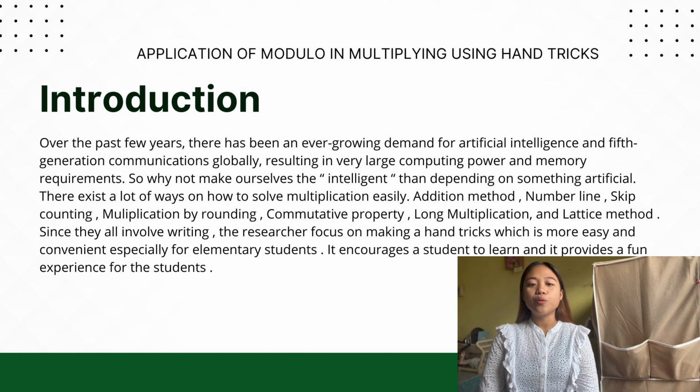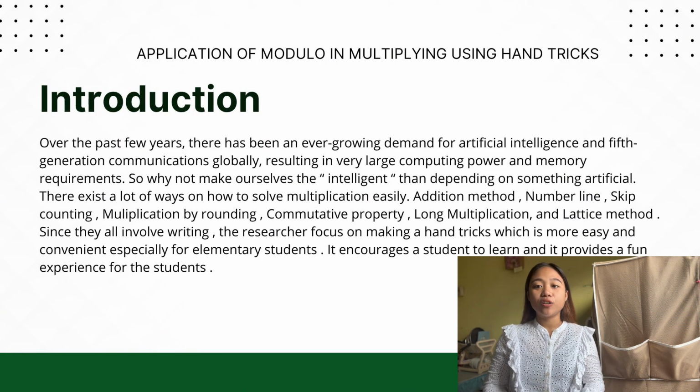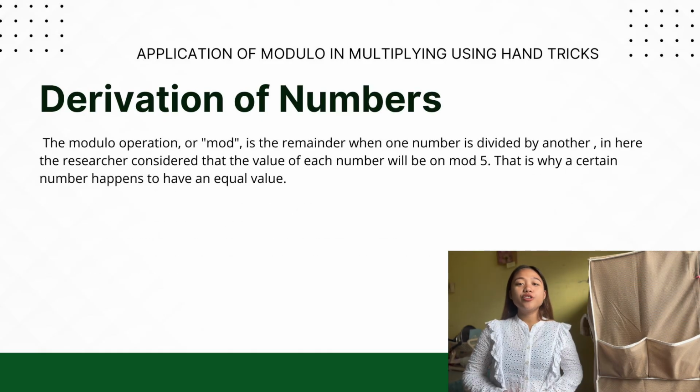The researcher focused on making hand tricks, which are easier and more convenient, especially for elementary students. The modulo operation, or mod, is the remainder when one number is divided by another. Here, the researcher considered that the value of each number will be in mod 5. That is how we obtain the value of each number.